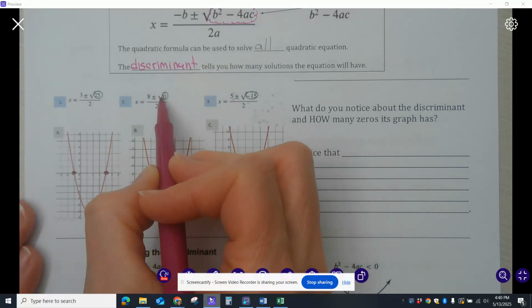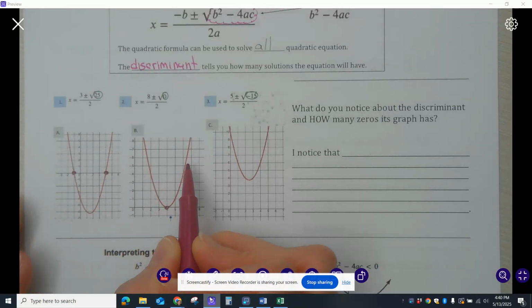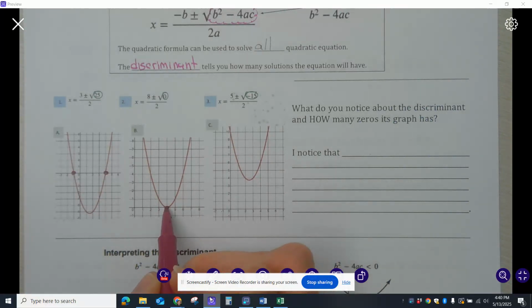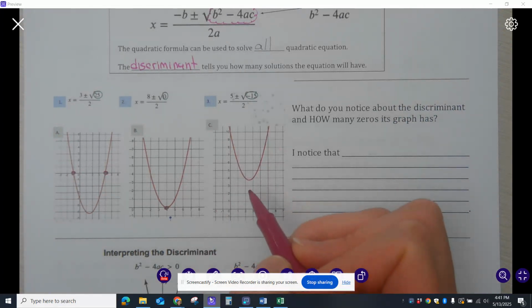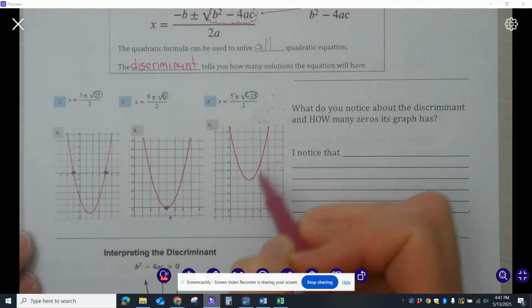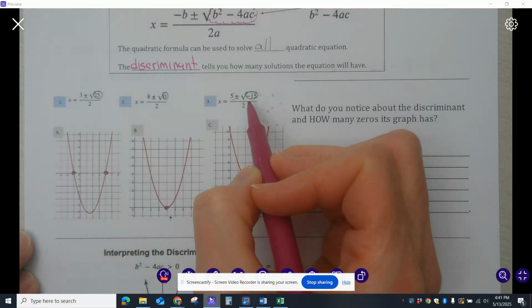Here the discriminant was 0 and we had one solution. That's where I like to say the parabola comes down and bounces off the x-axis and goes back up. It touches the x-axis, so we have one solution. Here, this is our x-axis down here. Our parabola is way up here. We have no solutions, and the discriminant here was negative.